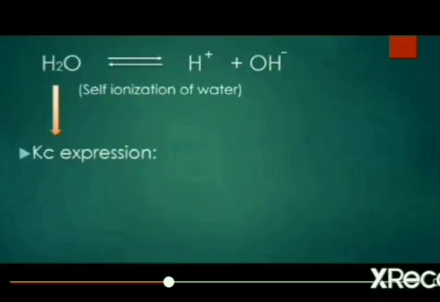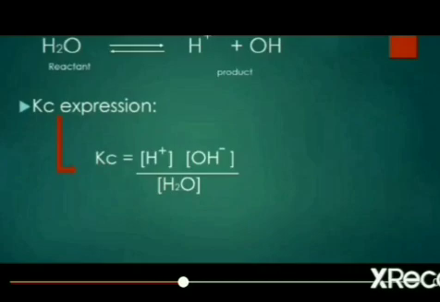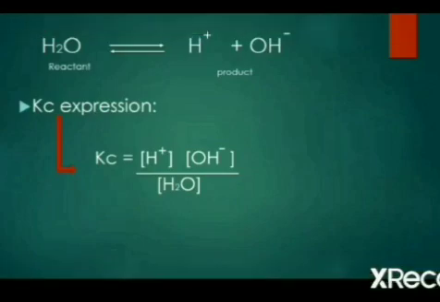Now we are going to write the Kc expression for water. You know what Kc is? Kc is product upon reactant. What is the product in this reaction? H plus and OH minus are the products, while water is the reactant. So we have written Kc as product upon reactant. In this equation, the concentration of water will remain constant.